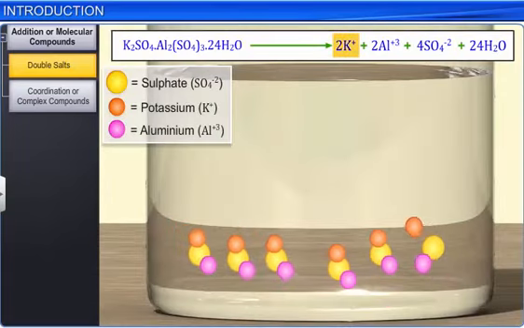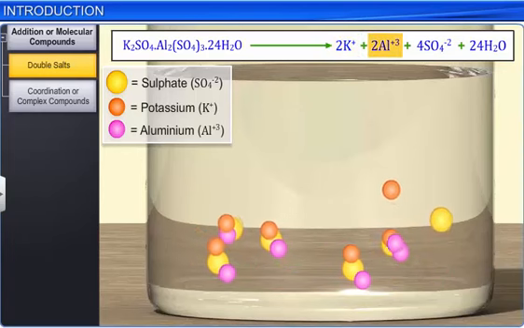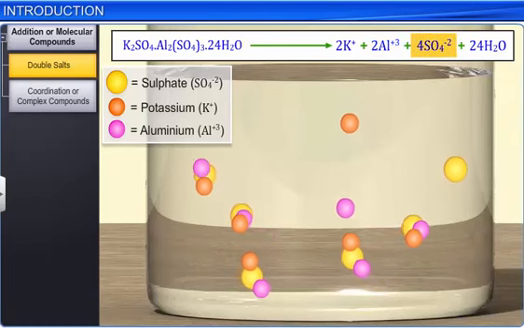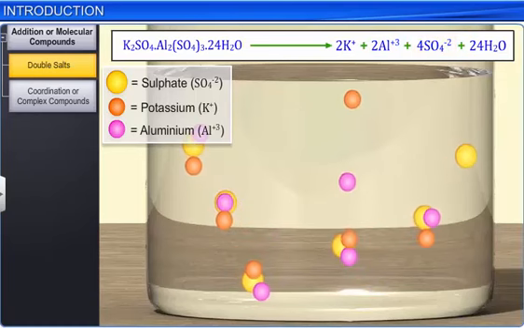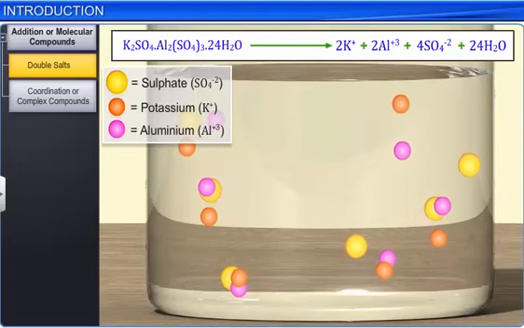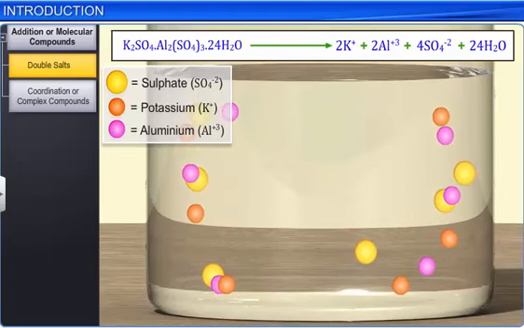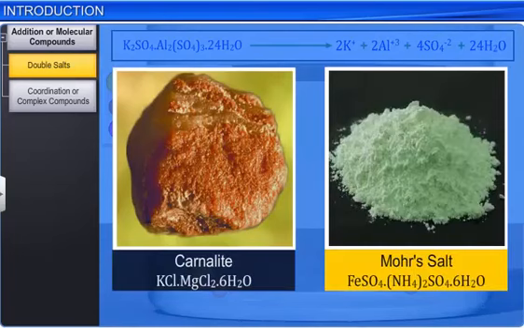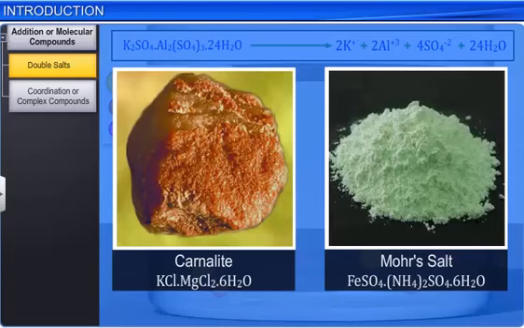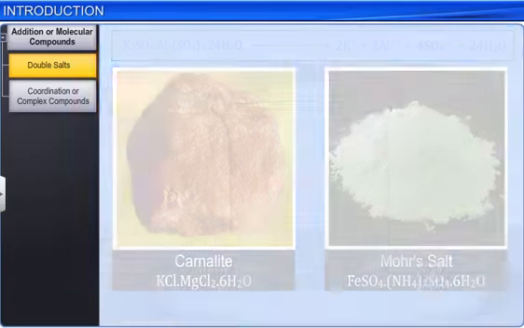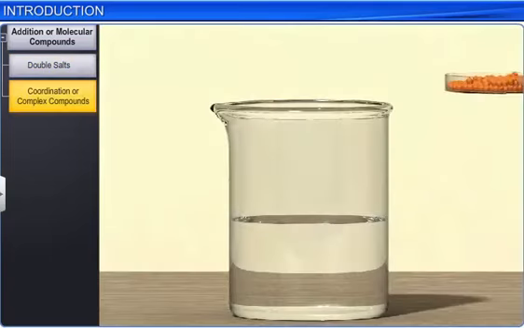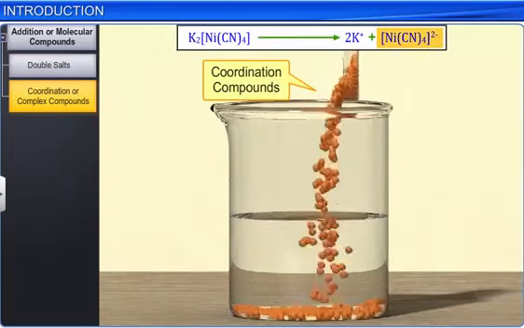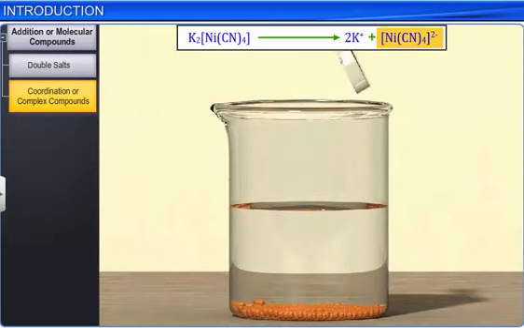Other common examples of this class include carnallite and Moore's salt. On the other hand, coordination compounds are molecular compounds that retain their identity even when dissolved in water. Note that the individual properties of the constituents are lost in these compounds.